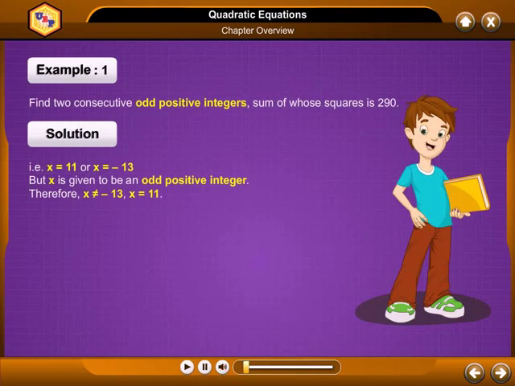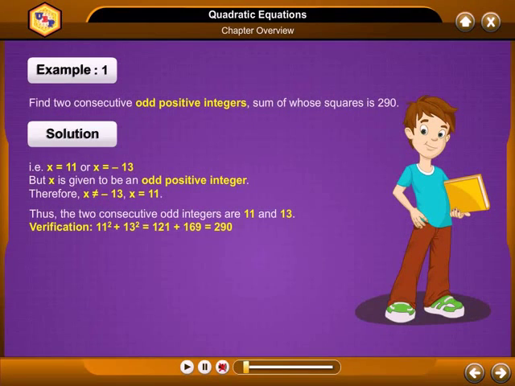But x is given to be an odd positive integer. Therefore, x is not equal to minus 13, x is equal to 11. Thus, the two consecutive odd integers are 11 and 13. Verification. 11 square plus 13 square is equal to 121 plus 169 equal to 290.